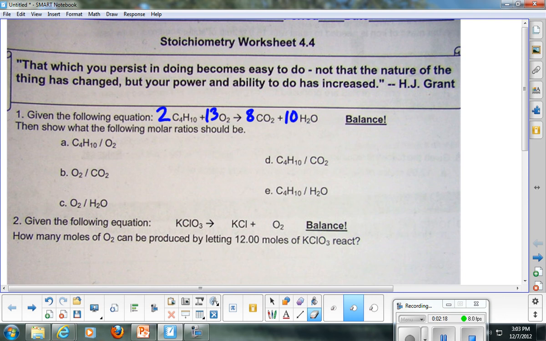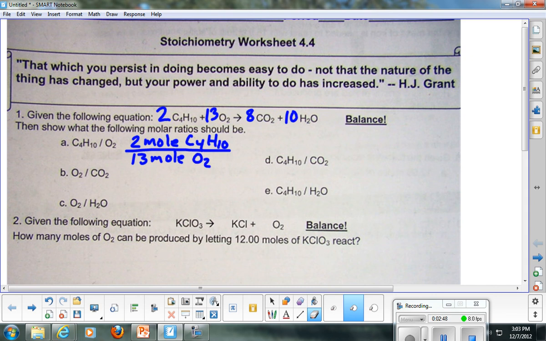We're going to use the ratios. So this is how I would like you to set these ratios up. On this first one, A, it asks for C4H10 to O2. C4H10 is butane. So I would like you to look up at the equation in front of butane. There's a 2. That means there's 2 moles of butane for every, now we look at oxygen, 13 moles of oxygen.